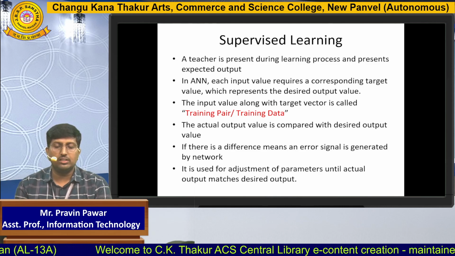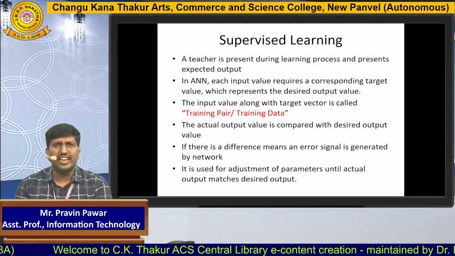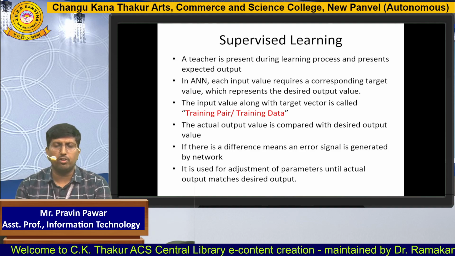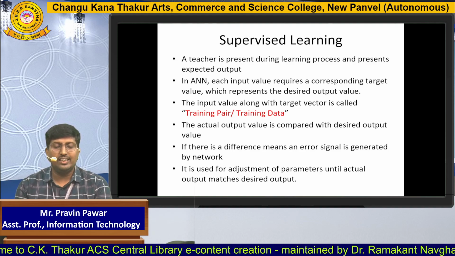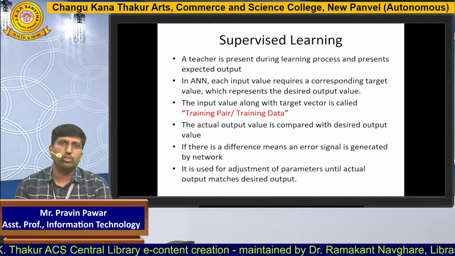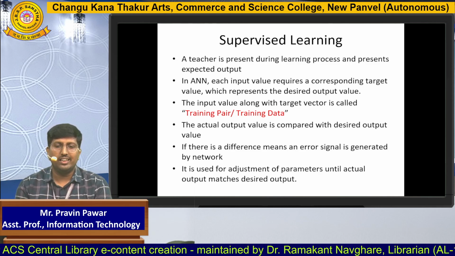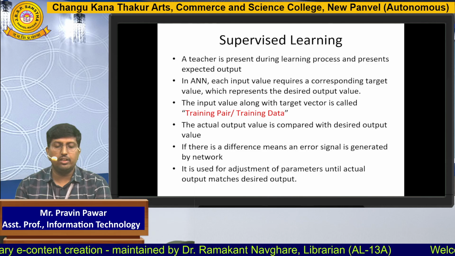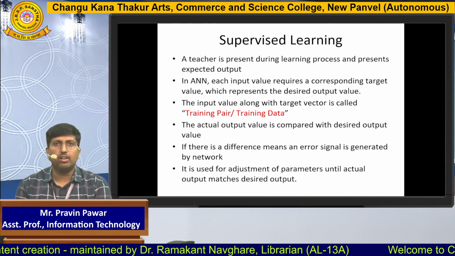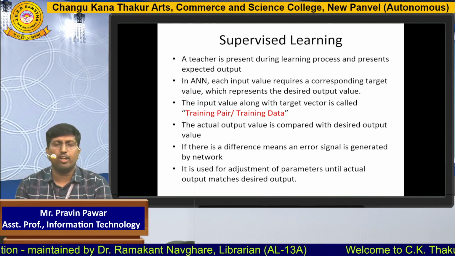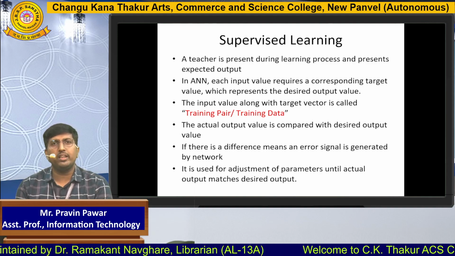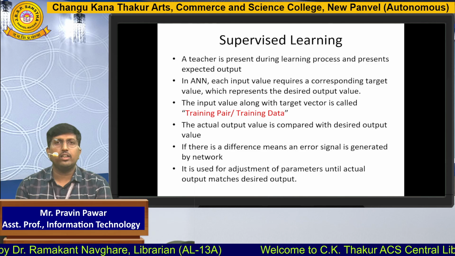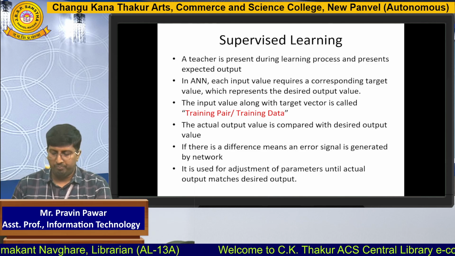If there is a difference, in the sense an error, related to the particular signals or any kind of things, then it is generated by the network. The errors are also generated by the networks. It is used for adjustment of the parameters until the actual output matches the desired output. So this process is going to be continuous until you get the exact output.